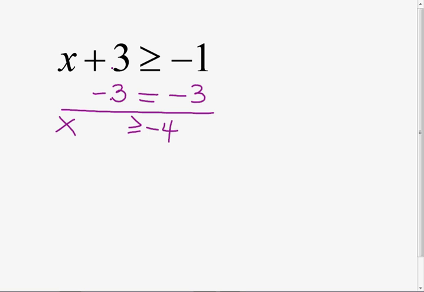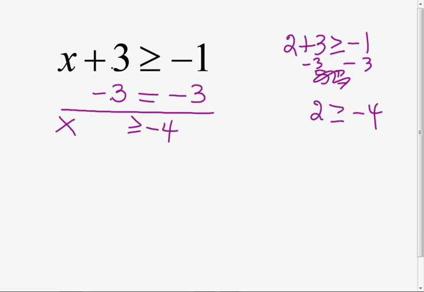Let's take 2 plus 3. Is that greater than or equal to negative 1? I just made up a problem, similar. So 5 is greater than or equal to, well, let's leave it 2 plus 3. What if I subtract 3 from both sides? 2 is greater than or equal to negative 4. Did that stay true? Yes. So adding or subtracting a number from both sides doesn't change it.